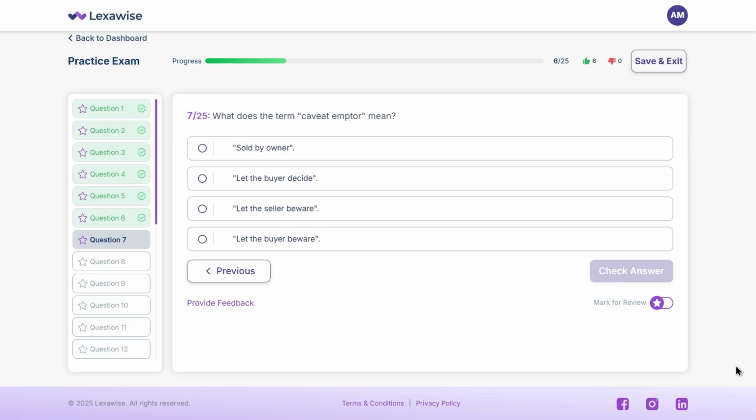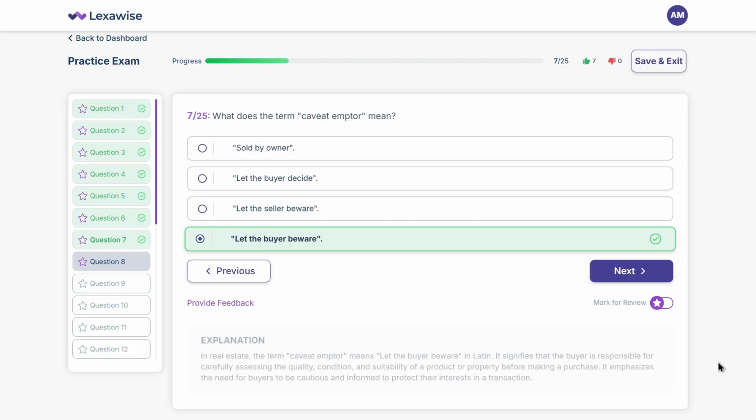D is the correct answer. Let the buyer beware. This phrase means that the buyer is responsible for due diligence and inspecting the property before purchase. Let's go to the next question.